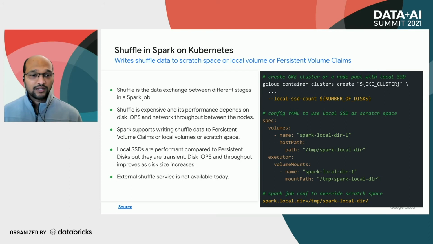So moving on, shuffle in Spark on Kubernetes. Shuffle refers to the data exchange that happens when your data is rearranged between the partitions within a Spark job.